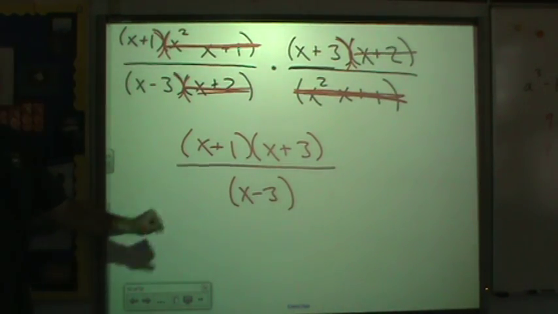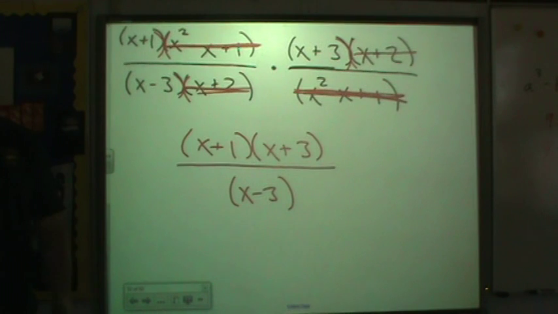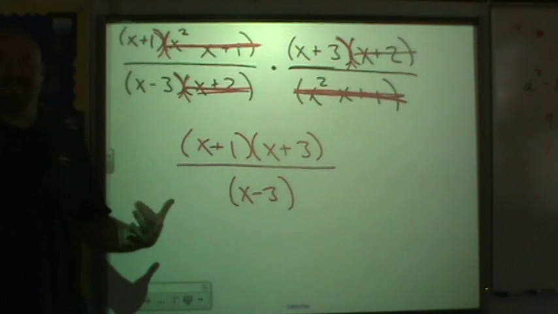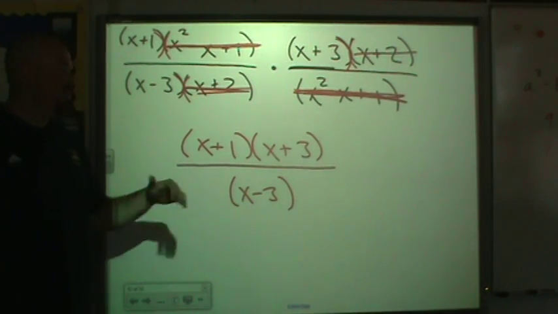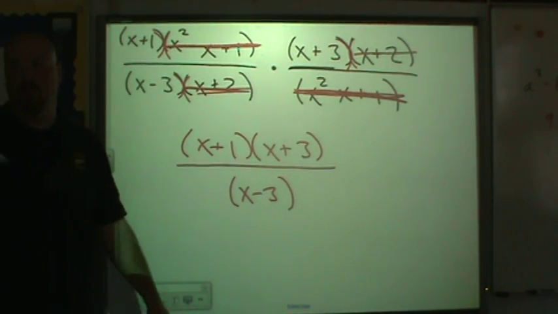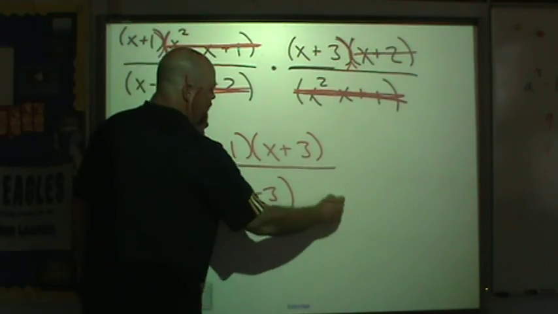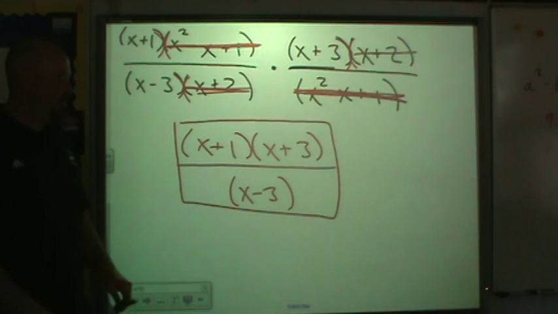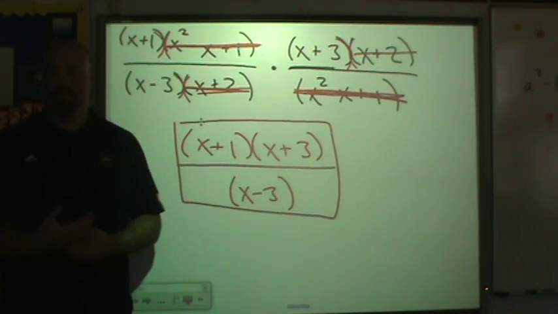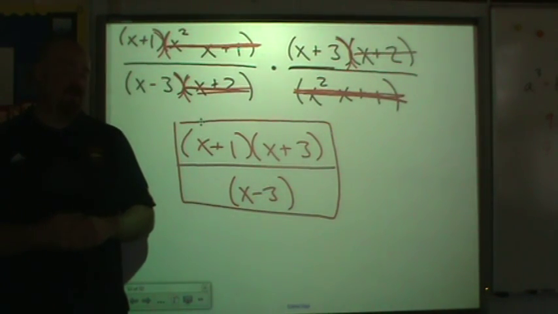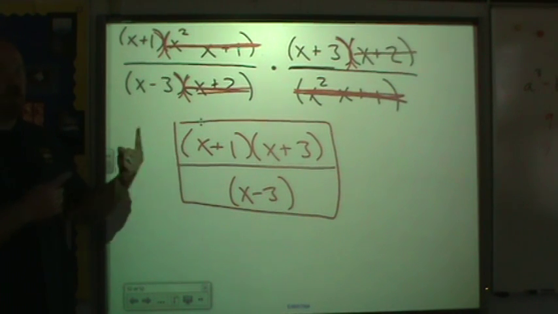Okay? This is okay. If you want to FOIL it, you can do that too. But the stuff that we get into later on, like finding asymptotes and holes in the graph and things like that, it's best to keep things in factored form most of the time. Okay? So I think at this point, we can put a box around that. Questions?